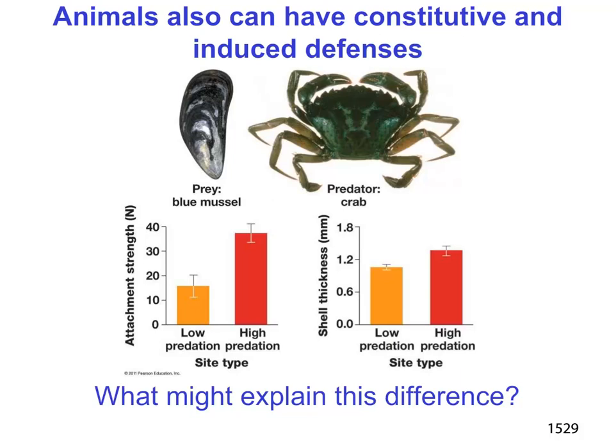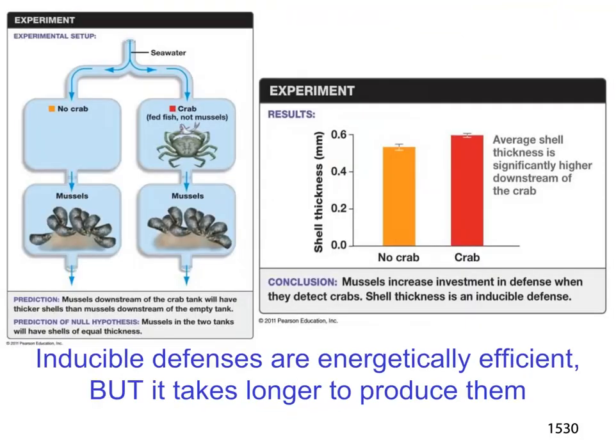Because if you're a mussel, it takes energy to make a thicker shell and it takes energy to have more attachment fibers. And if you have a predator crab around, that might have something to do with it. So to address this question, scientists conducted a pretty clever experiment.